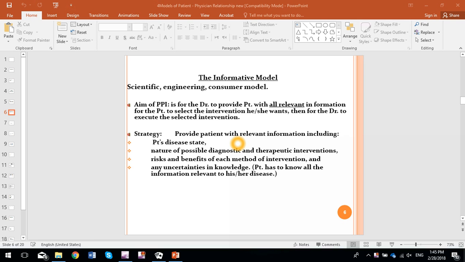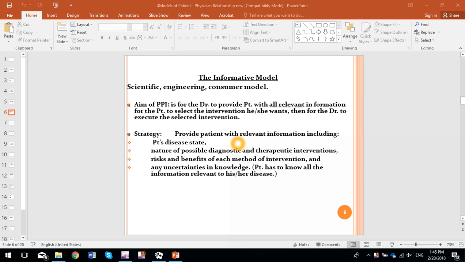Now, if we look into the informative model, and some call it the scientific model or engineering model or the consumer model. In this model of patient-provider relationship, the aim is for the doctor to provide the patient with all relevant information. In the paternal model, the physician provides the patient with selected information. Here, the aim is to provide the patient with all relevant information, and then the patient will select the intervention that he or she wants.